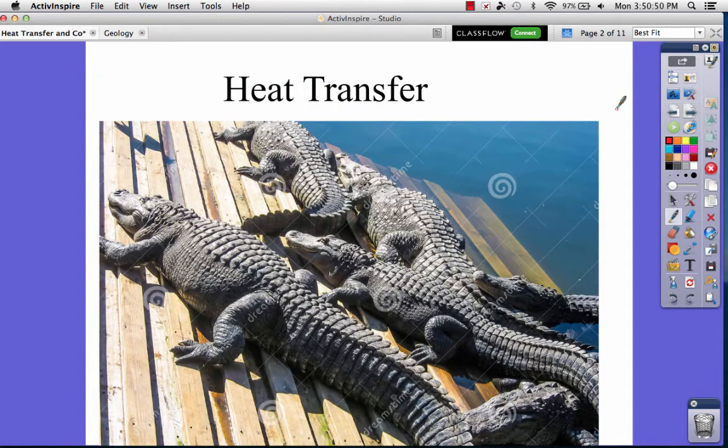Okay, and so what we see here is one of our modes of heat transfer, and this one is what we would call radiation. And radiation is the heat transfer that occurs without direct contact. So the example I have here, the alligators, would be obviously the heat is coming from the sun. The sun is not touching the alligators, but the sun is warming the alligators. So that would be radiation.